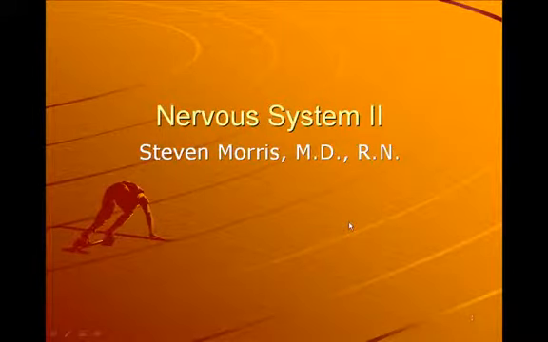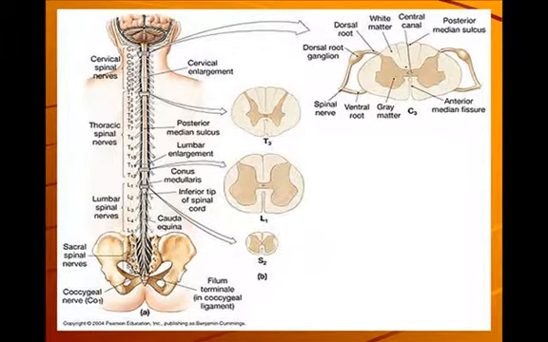This is the nervous system lecture, part 2 continued. Now, when we talk about the central nervous system, as you recall from the previous lecture, the central nervous system involves two major structures. That would be the brain and the spinal cord.